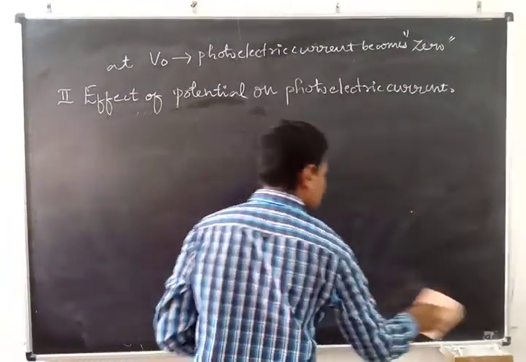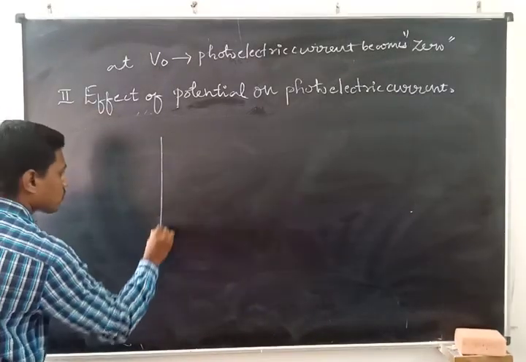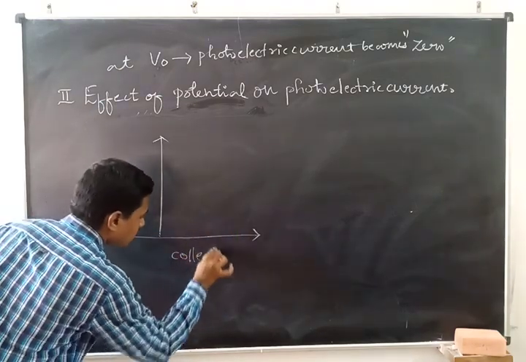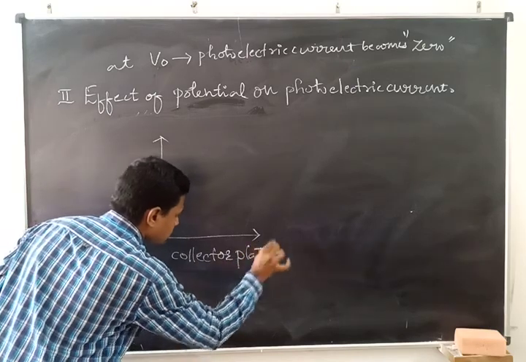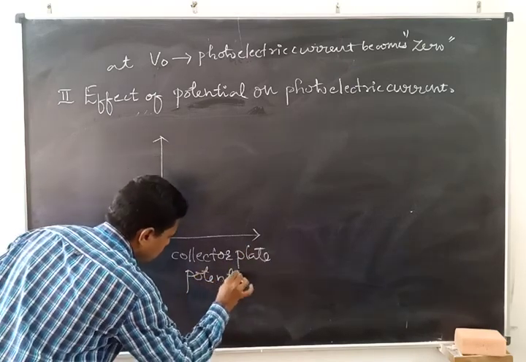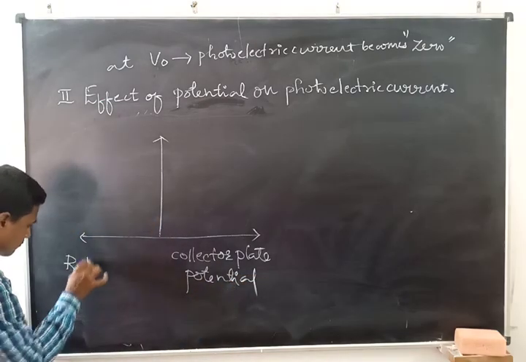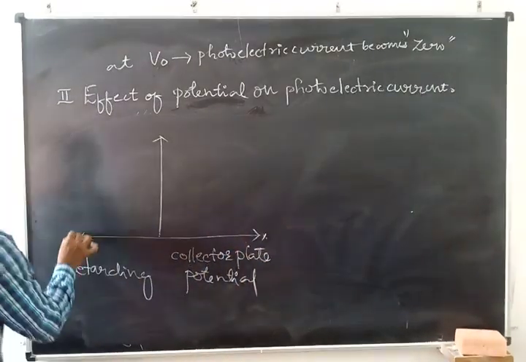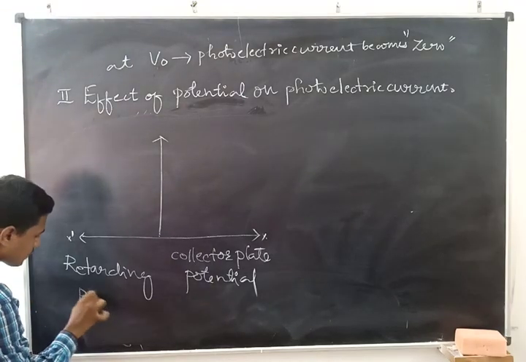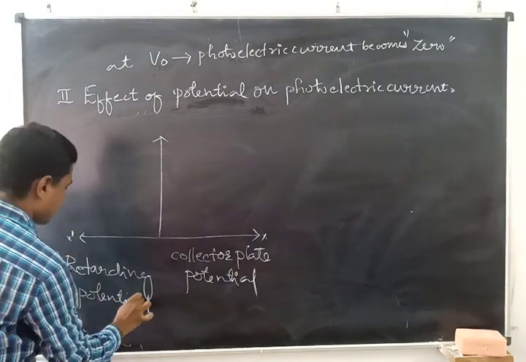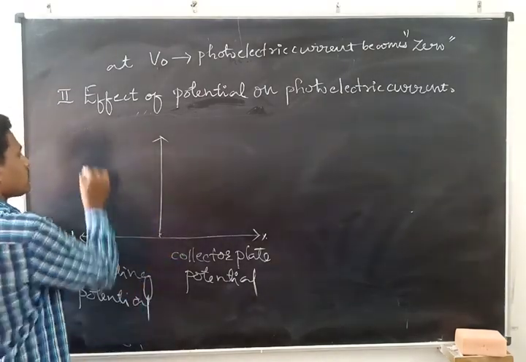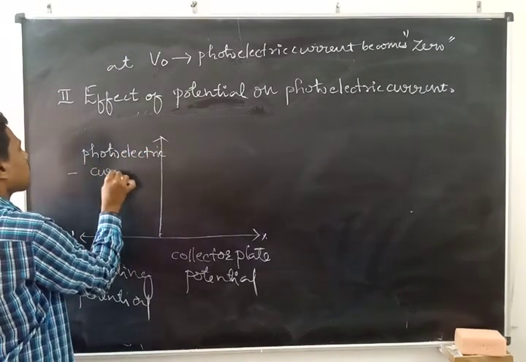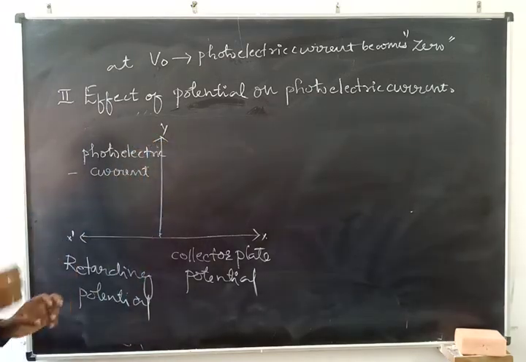So now I am going to plot the graph here. See, this is collector plate potential. This side is retarding, because negative; this negative x-axis comprises the retarding potential. And this is photoelectric current along the y-axis.